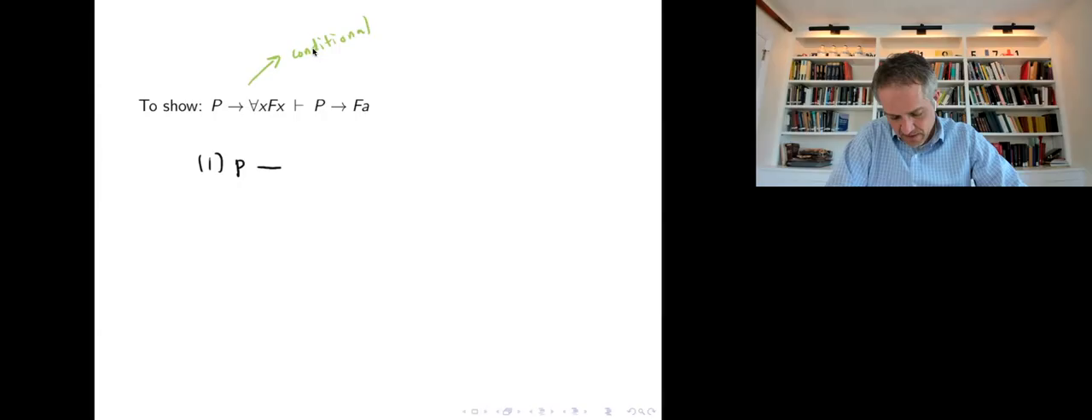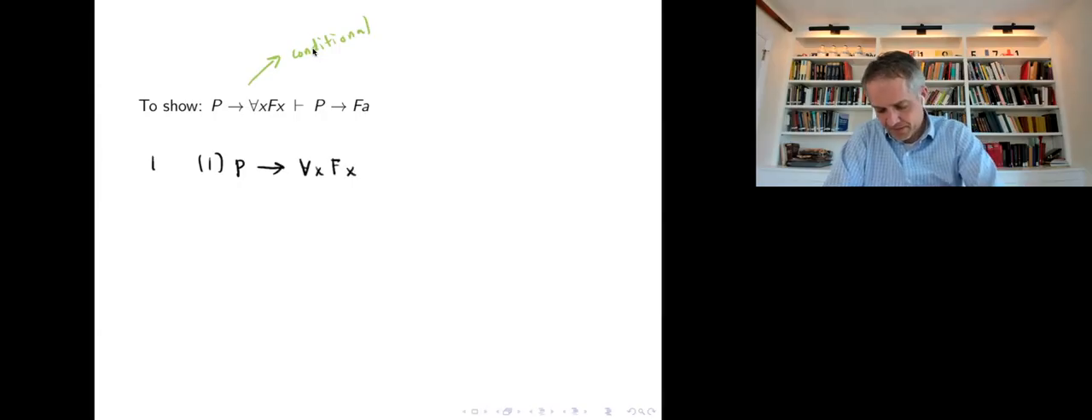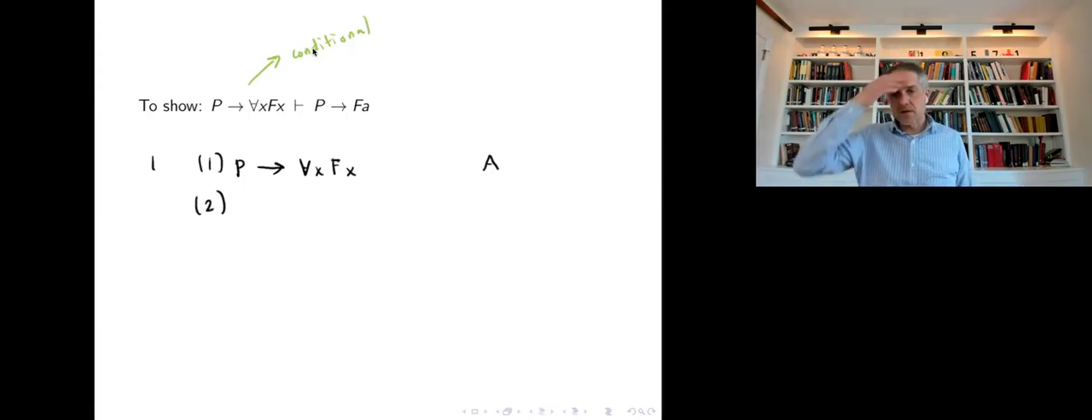Okay, so let's start with our premise. If P, then for all x, Fx. That's our assumption. Now the conclusion I want is if P, then Fa. Please resist the temptation to try to turn line 1 directly into the conclusion, if P, then Fa, citing universal elimination, because universal elimination does not apply to line 1. Line 1 is a conditional, not a universal sentence.